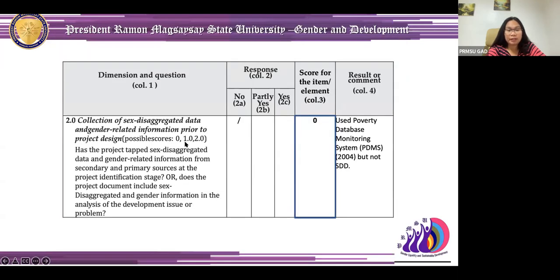And then ito po, iba na naman. Pag no, you score it with 0. Kapag partly yes, it's 1.0. Kapag yes, it's 2.0. So has the project top sex disaggregated data and gender-related information from secondary sources? So katulad po nito, use poverty database monitoring but not sex disaggregated data. So baka ginamit lang po nila yung available online pero it was not separated sa male or female. Okay, kaya ang sagot, ang ano po nila ay 0.